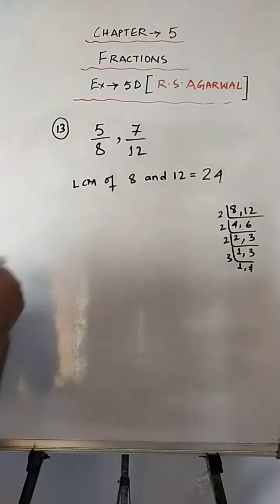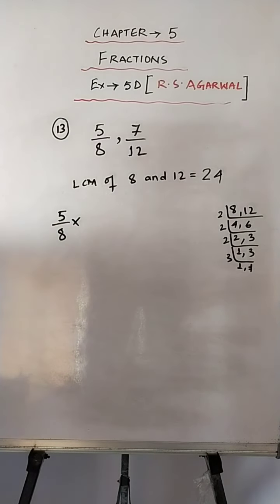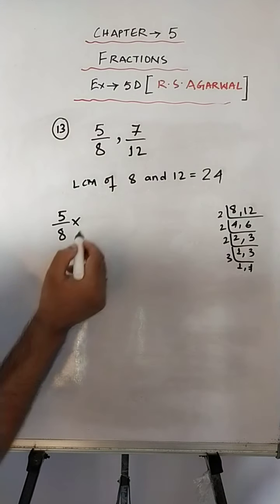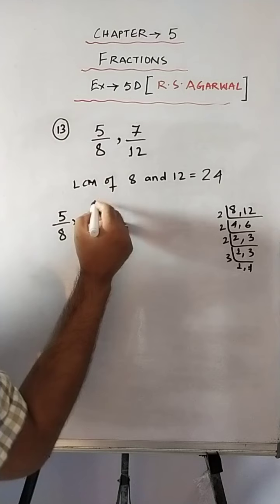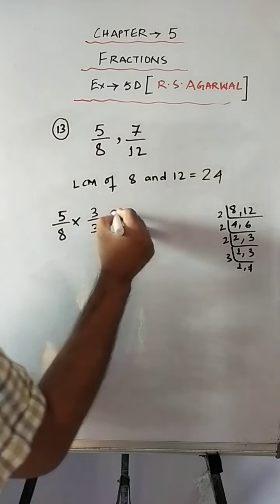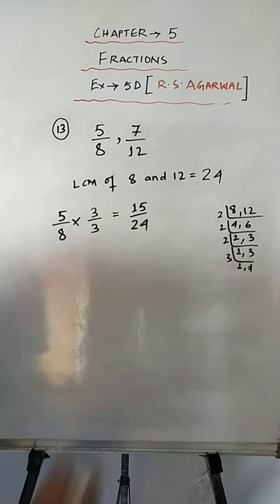We have to write this fraction, that is 5 by 8. Then we have to give multiplication sign. Then we have to divide this LCM with the denominator. What would be the answer? 3. So we have to multiply 3 with both the numerator and the denominator. So the answer would be 15 upon 24.